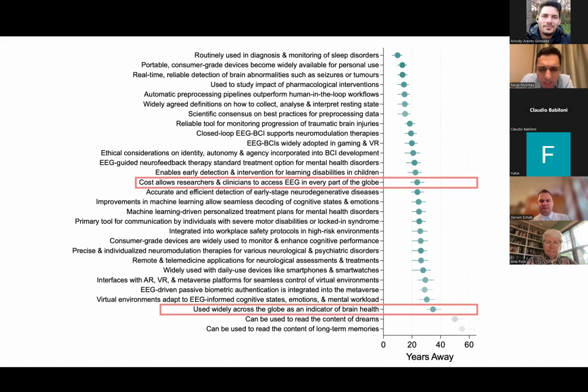It's interesting, we often talk about EEG. In fact, as just mentioned in the last talk, it's relatively accessible and affordable, but perhaps not in every part of the globe quite yet. The response coming back from the community is a rough estimate of about 25, maybe 30 years away for it to be accessible in every part of the globe. And then subsequently being used globally as an indicator of brain health, again, we are maybe a few decades away from this being a reality.